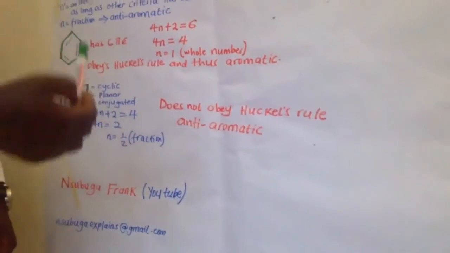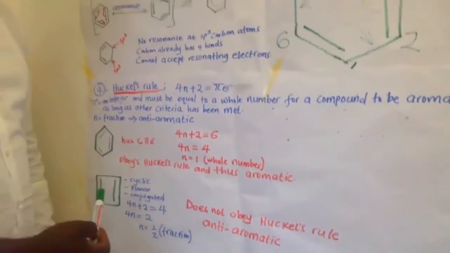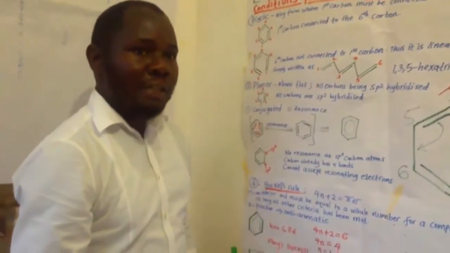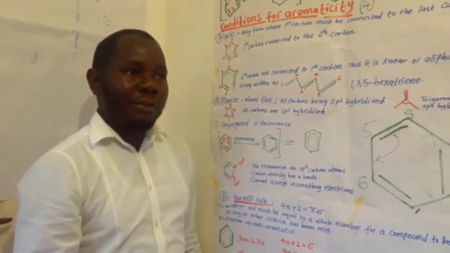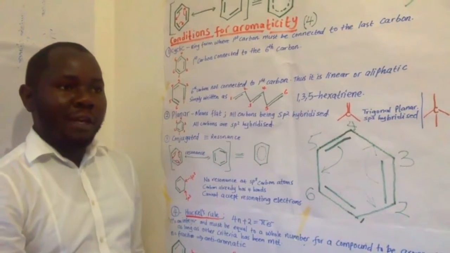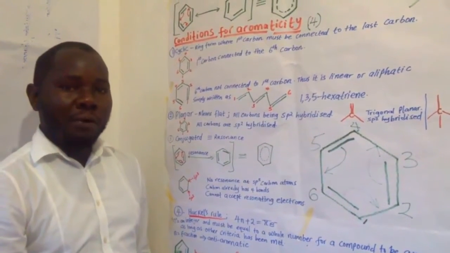So those are the 4 conditions a compound must satisfy in order to be considered aromatic. We said the first condition was cyclic, then planar, conjugated, and eventually it must be able to obey Huckel's rule.